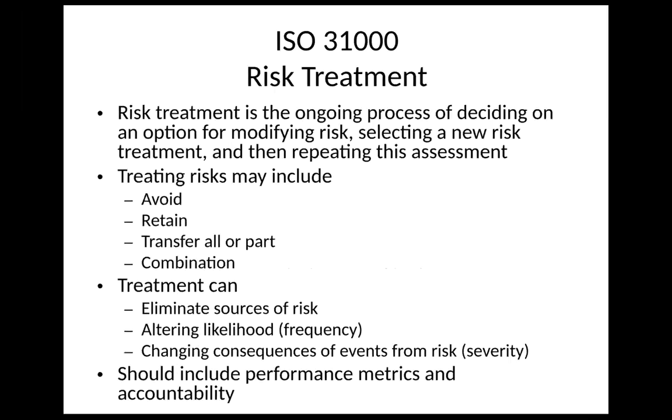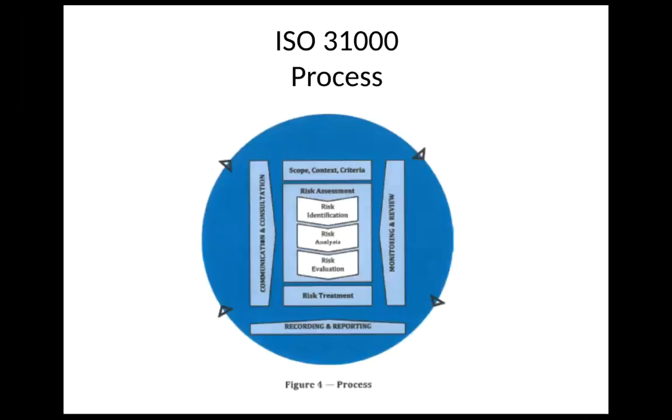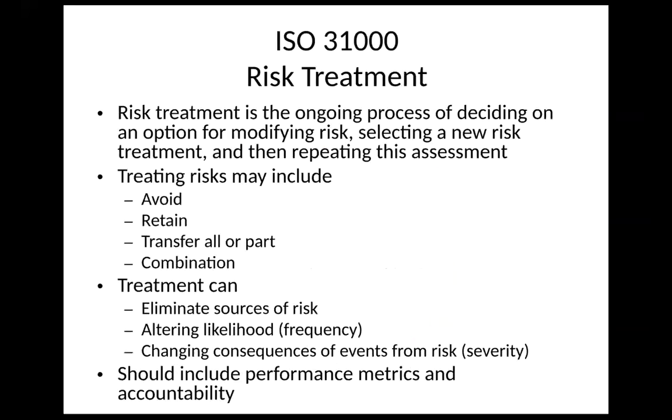So then we get to risk treatment. Risk treatment is the ongoing process of deciding on an option for modifying risk, either selecting a new risk treatment and then repeating the assessment. So as we talked about, this is an iterative process. When we see this kind of circle, that means we're continually going to be assessing risk. It's not a one-time and done process. Some of the ways that we can treat a risk is that we can avoid the risk. We can retain risk, right? That we're accepting it. Transfer all or part of it.